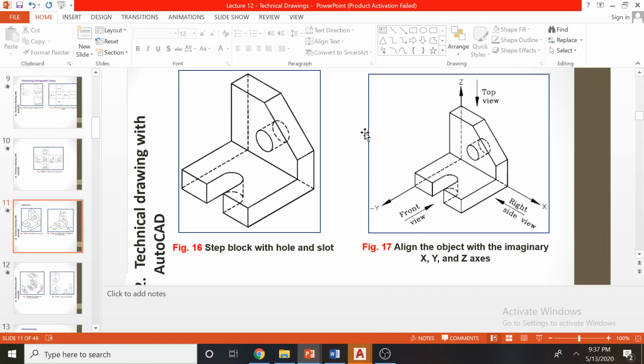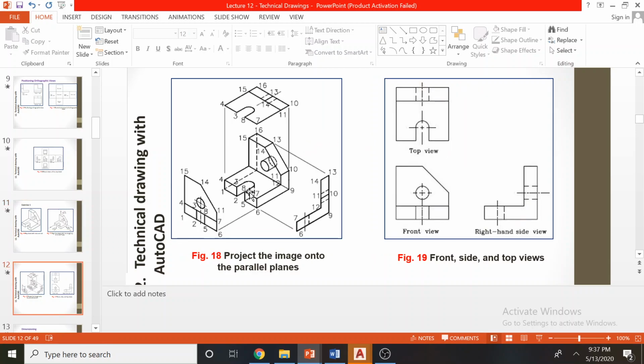So I'll show you the projections. In the front view, we clearly see this hole as a circle, and this depth can also be seen as two parallel lines.